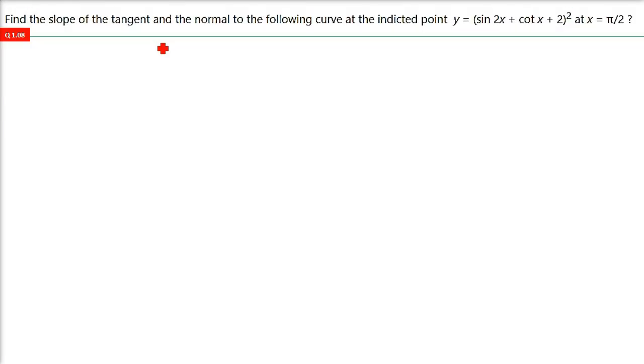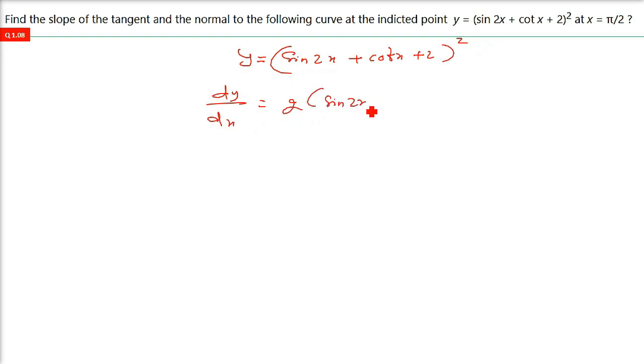Find the slope of the tangent and the normal to the following curve. The function is y equals (sin 2x + cot x + 2) squared. So just find dy/dx. 2 will come, the same thing will come like that, sin 2x + cot x + 2. And now the differentiation of sin 2x will be cos 2x with a 2, because the differentiation of 2x will be 2. Cot x gives minus cosec squared x. So let me write minus directly, plus 2 will be 0.